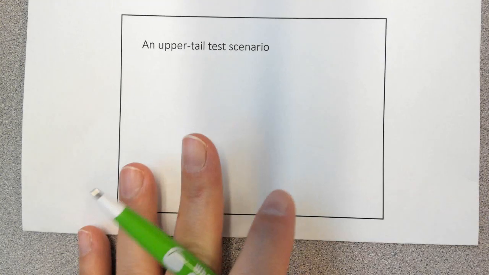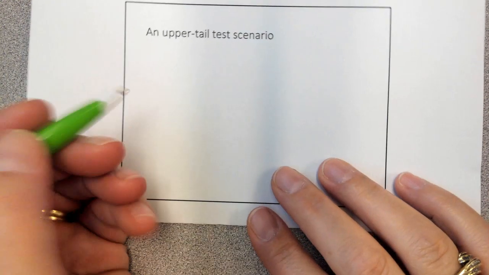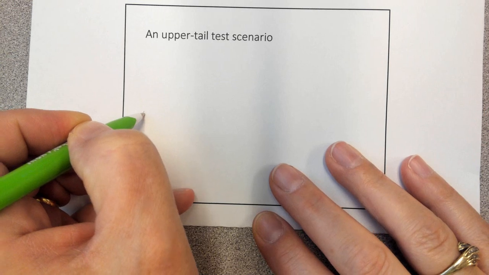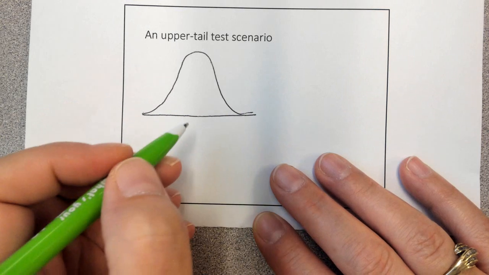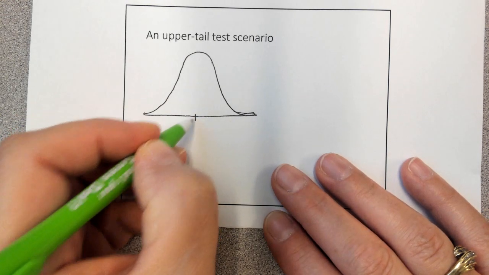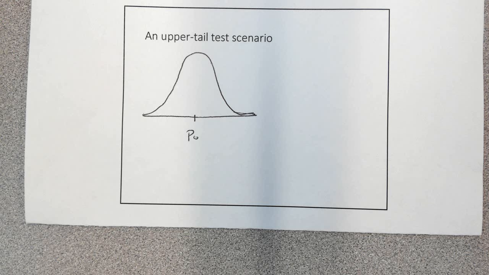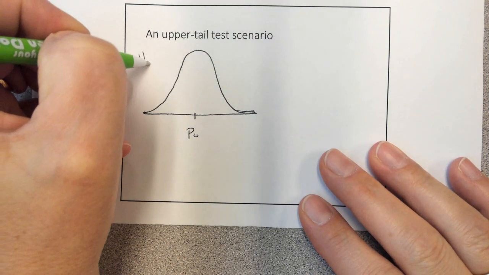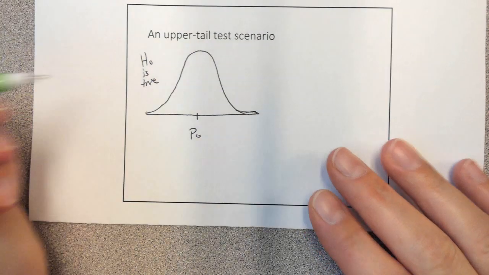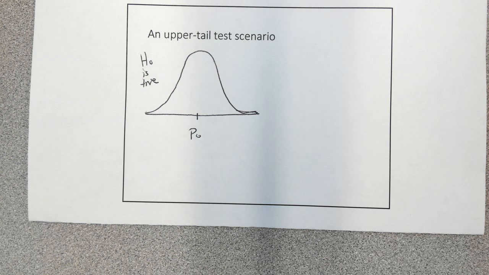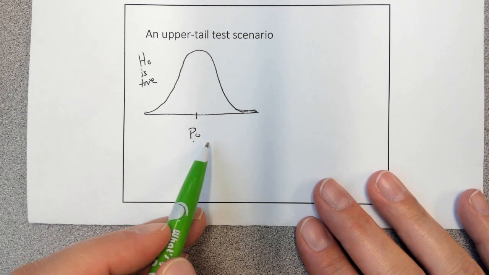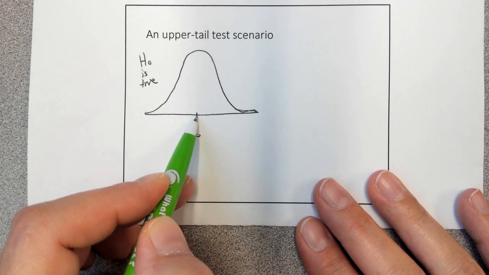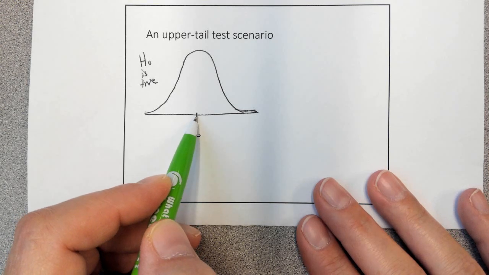Alright, so the upper tail test scenario, building it from the ground up. We have a claim. The claim is that the null is true. So the true proportion of blah, blah, blah is a number, and that number is this P naught. We think of that as the proportion in the null hypothesis. So 40% of blah, blah, blah do this.